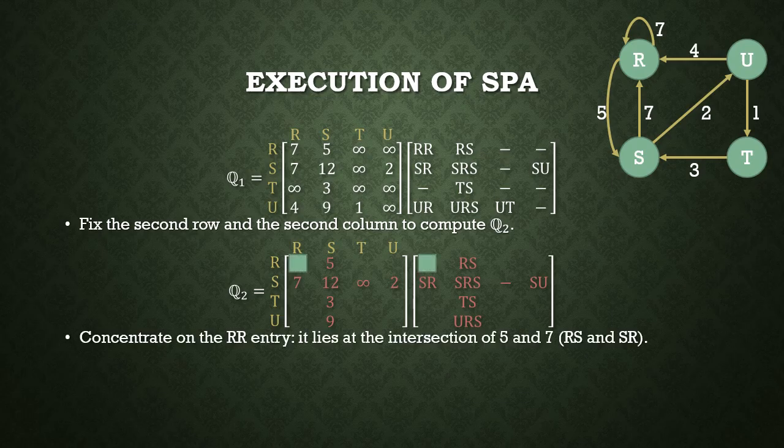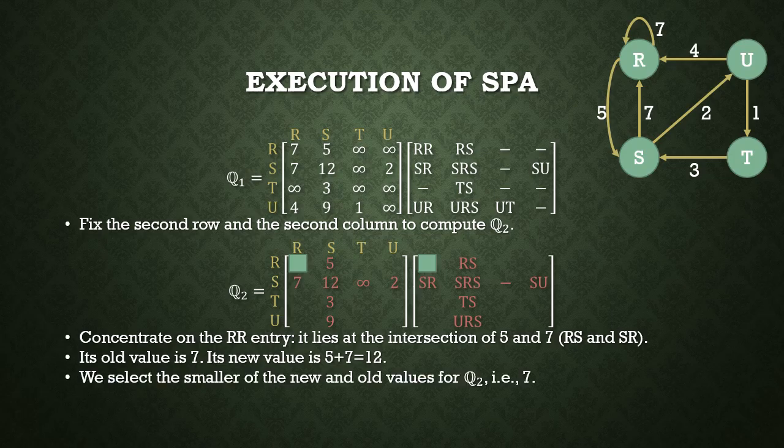Concentrate on the RR entry. It lies at the intersection of 5 and 7, RS and SR. Its old value is 7. Its new value is 5 plus 7, which is 12. We select the smaller of the new and old values for Q2. That is, we select 7. The old path is left as it is.